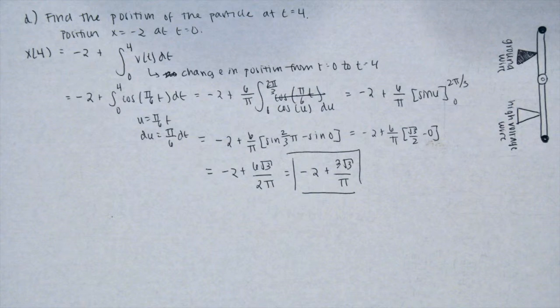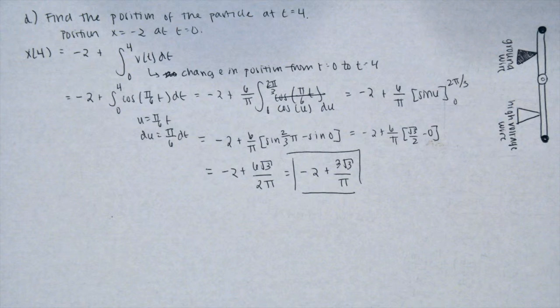Next, we're going to be going on to the last part of the problem, part D, which says find the position of the particle at t equals 4. First, it's important to note, going back to the initial information given, that the position at t equals 0 is x equals negative 2. So the initial position is negative 2, and we're going to be needing to add that on to whatever total displacement we find from t equals 0 to t equals 4 to truly take into account where exactly the final position is.